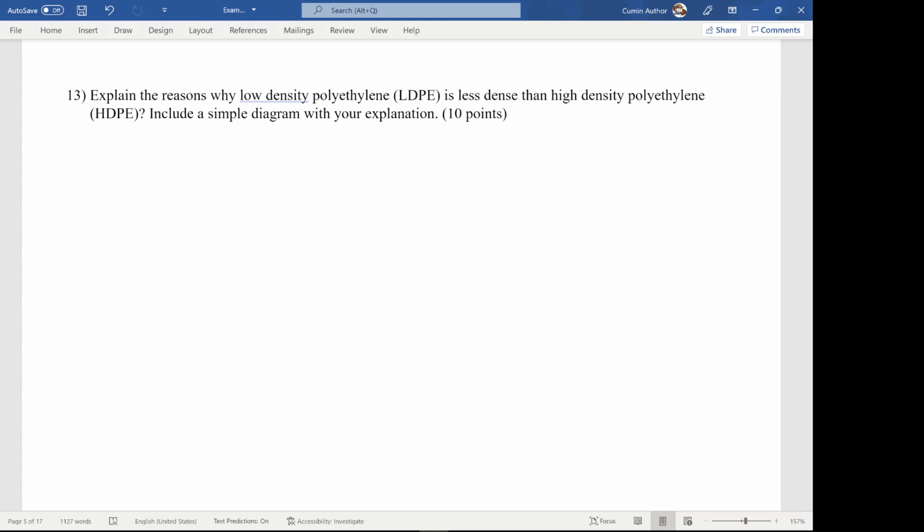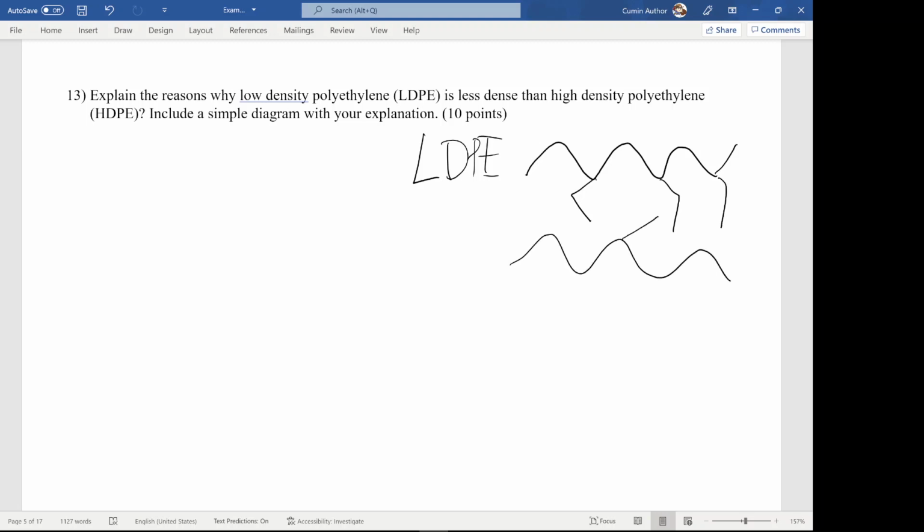And I think, for me, going to the diagram first is helpful. So the thing about low-density polyethylene is that when it's formed, it's less controlled. So you will have a long, straight chain of carbons, but then you'll also have side chains. And so if you imagine another polyethylene that's got these side chains on it like this, you can see that you're going to have a lot of dead space in there as all these side chains are repelling each other.